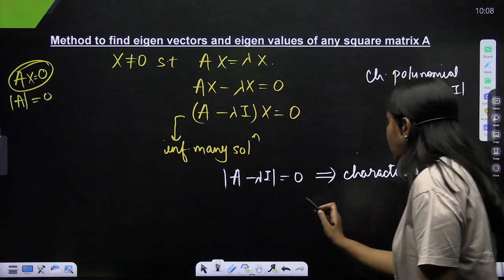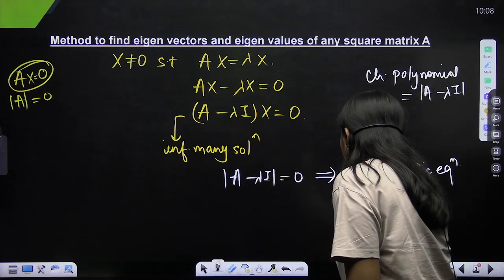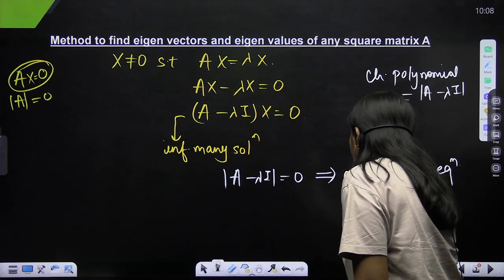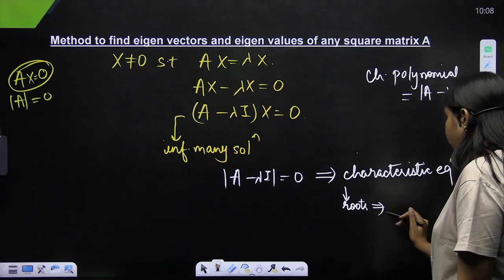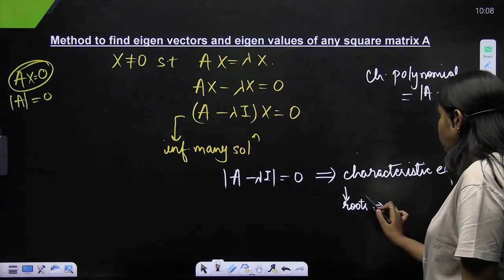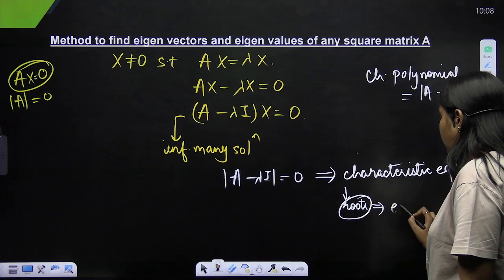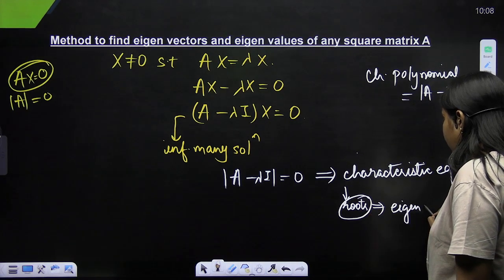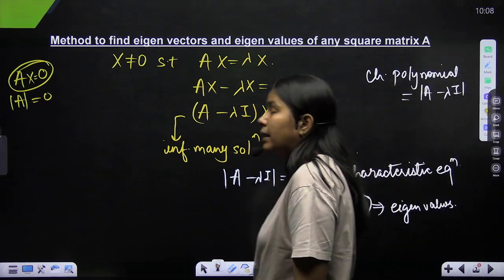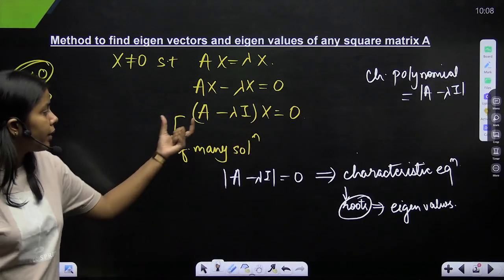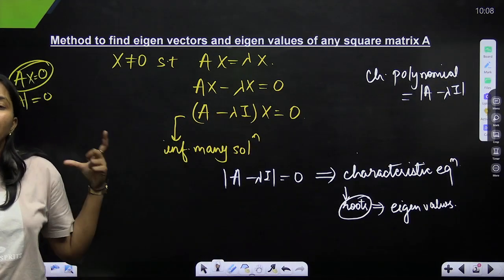Now we know how to find the roots of this characteristic equation. If I find the roots of this polynomial, what would it give you? Those roots would be nothing but your eigenvalues. Now what I'll do later on, I'll substitute those eigenvalues in this equation to get an eigenvector.